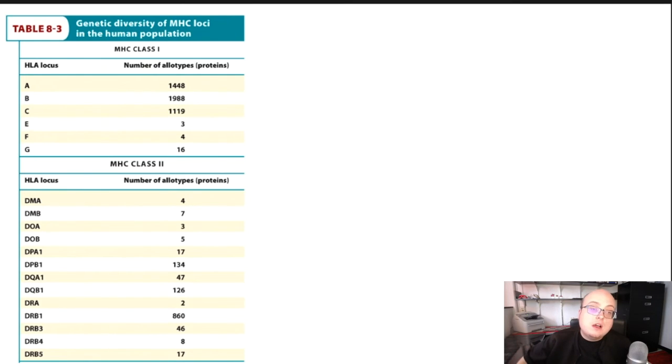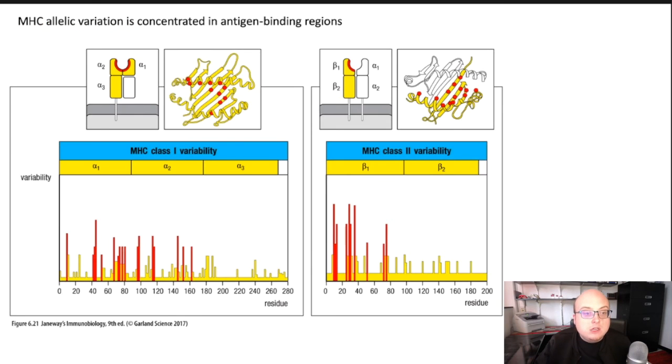Okay, so we have all of these different variations, particularly in the MHC class 1 allotypes. Why does this matter? Why does it matter that we have so many different versions? What is actually different about them? Well, it turns out that if you look specifically on an amino acid by amino acid basis, the diversity in the different allotypes or alleles of MHC molecules tends to be concentrated right in the antigen binding region of the MHC.